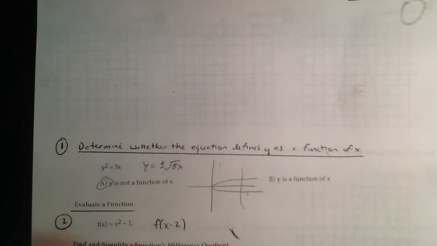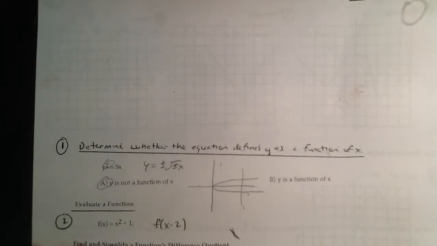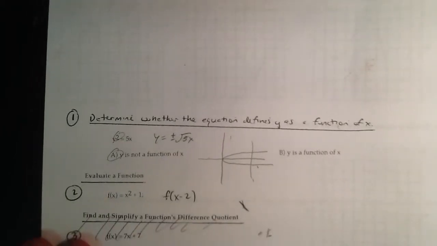But there's an easier way that I can look at this right here. I can look at the exponent on the y. Is it an even exponent? If the answer is yes, then it's not going to pass the vertical line test. It's not going to be a function.